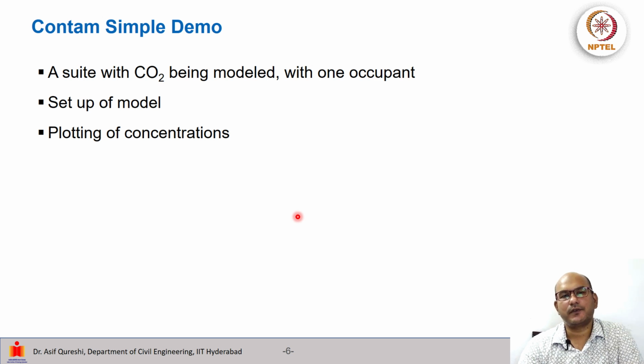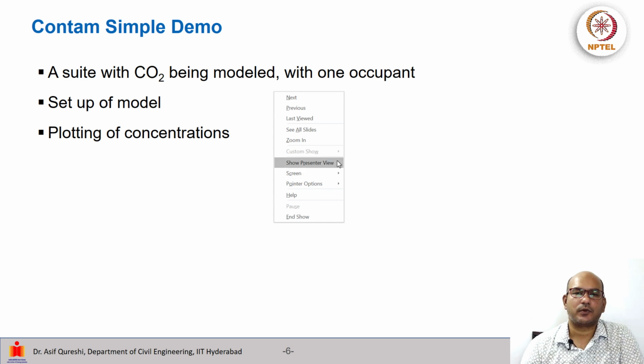So now we will look at a simple demo with the suite being modeled and the contaminant being CO2 with one occupant, and here I will show the setup of the model and the plotting of concentrations. So one can just download or obtain this Contam by just doing Google.